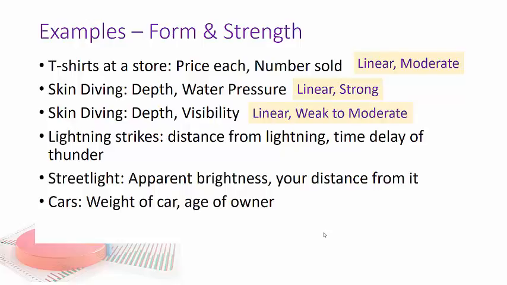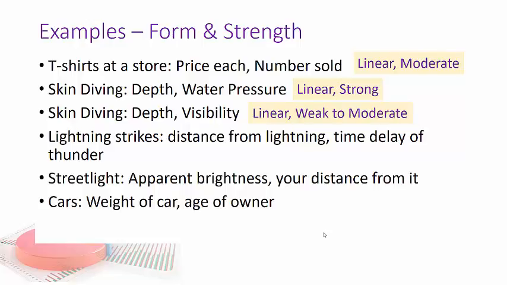For depth and visibility, we expect it to be linear. It could be curved, by the way. And weak to moderate. Why is that? Well, there could be other reasons that visibility is not as high, or you might have poor visibility at a shallow depth because there's just more muck in the water.